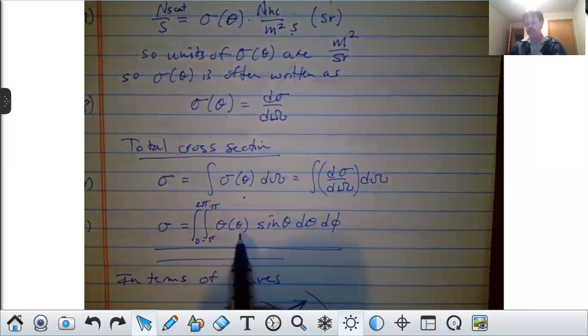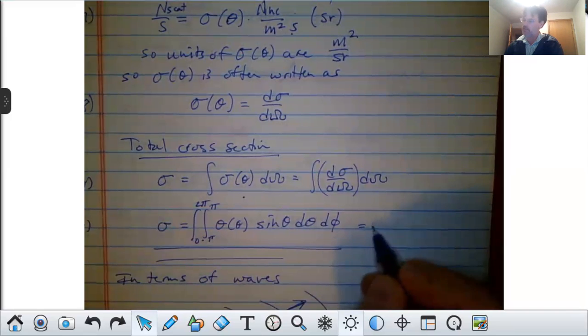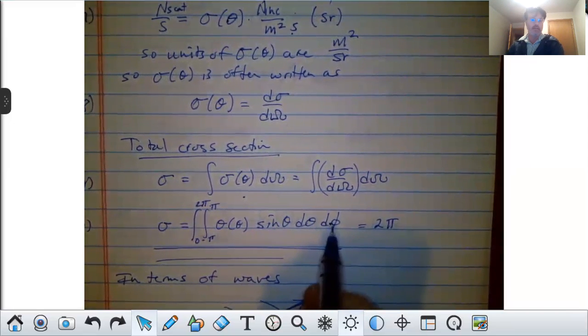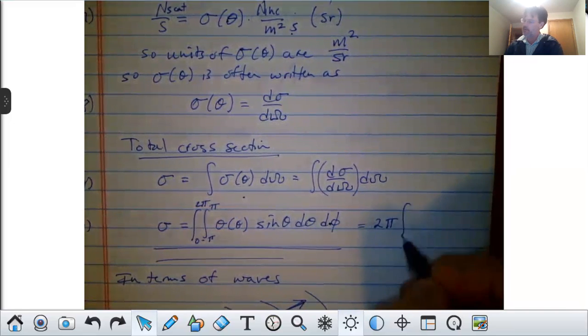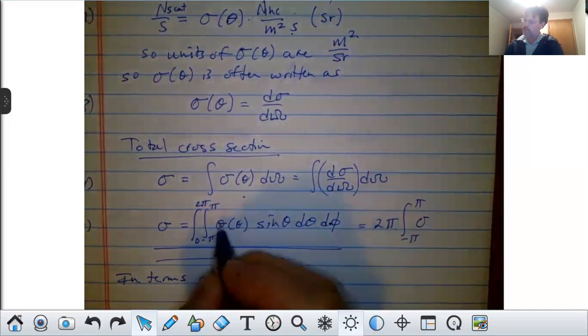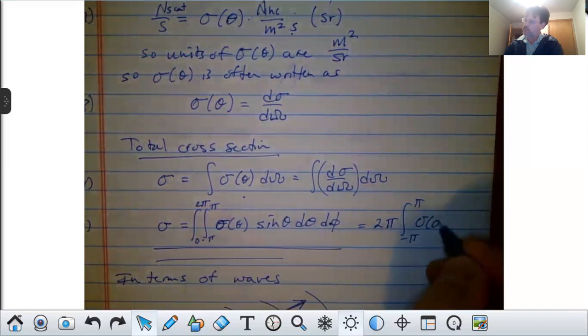Now, since this doesn't depend on phi, which is the case for a purely spherically symmetric interaction, I could write this as 2 pi. The integral over my azimuthal angle, d phi, is just 2 pi. Integral negative pi to pi of sigma of theta, my differential cross-section, sine theta d theta.